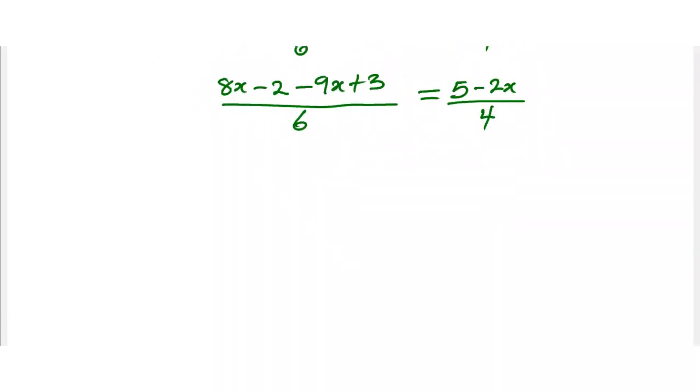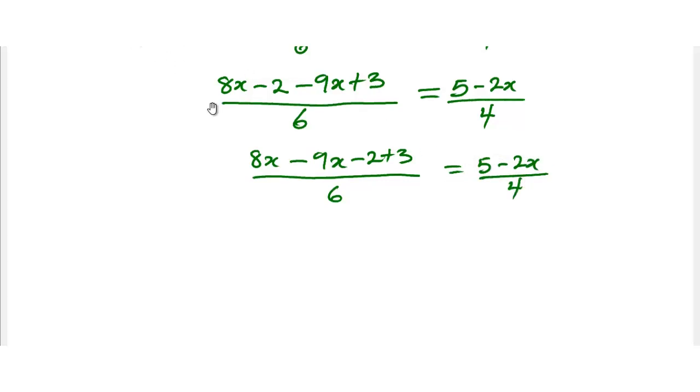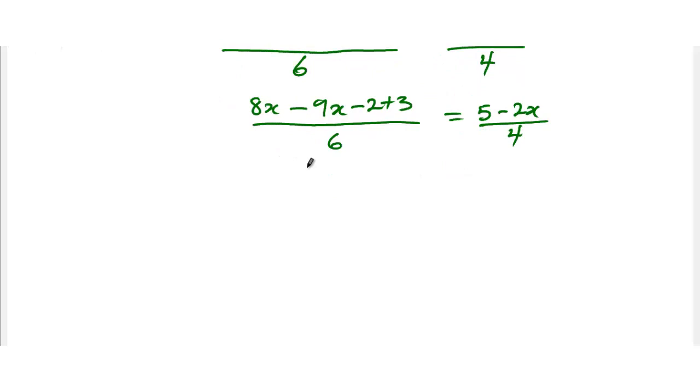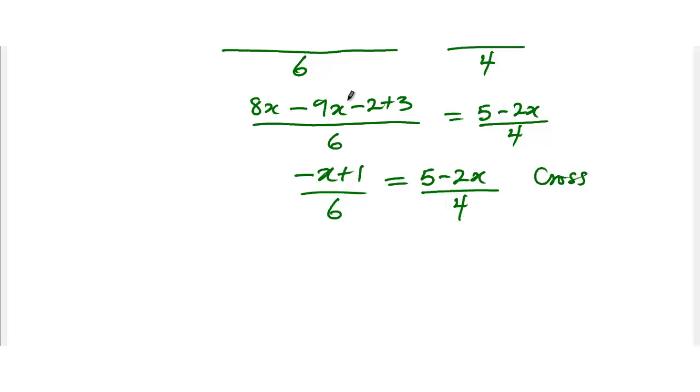So before I cross multiply, let me also collect like terms from what we have here. So this one can be written as 8x minus 9x minus 2 plus 3, then over 6 will be equal to (5 minus 2x) over 4. So 8x minus 9x will give me minus 1x, which I can write as minus x. Then minus 2 plus 3 will give me plus 1 over 6 will now be equal to (5 minus 2x) over 4. So from here we can cross multiply. It has been simplified before we cross multiply.